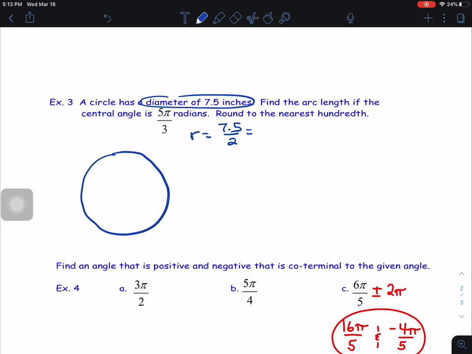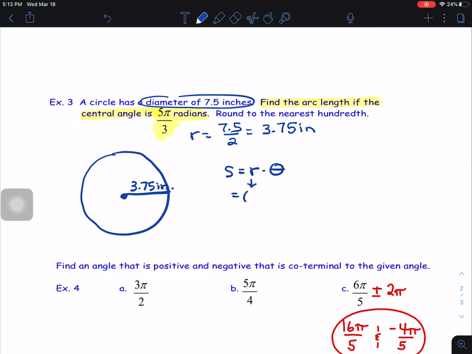That's going to give us a radius of 3.75 inches. So I'm just going to put that on my picture here so we can see this nice and clearly. Okay, it says find the arc length of a central angle. Oh, they were really nice to us here. They gave us the angle in radians, which is what we really want it to be in anyhow when we're finding arc length. So we don't need to convert at all.